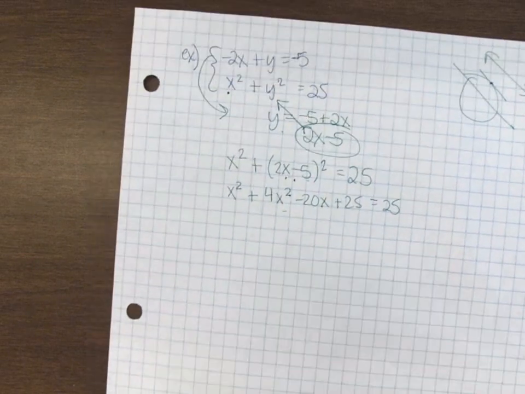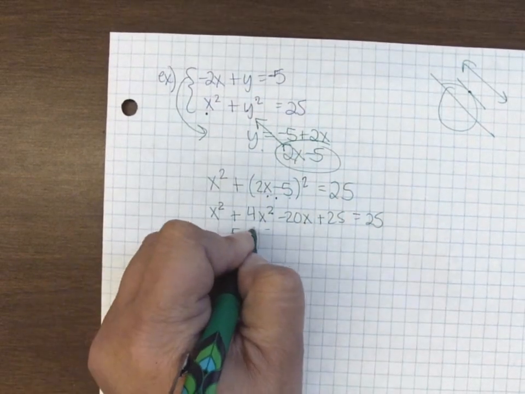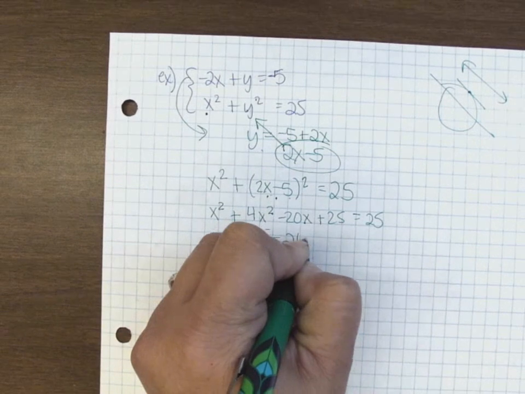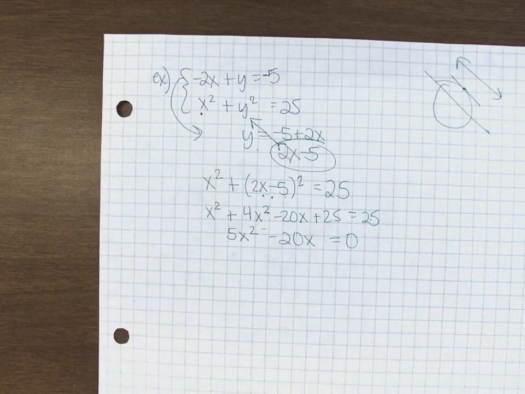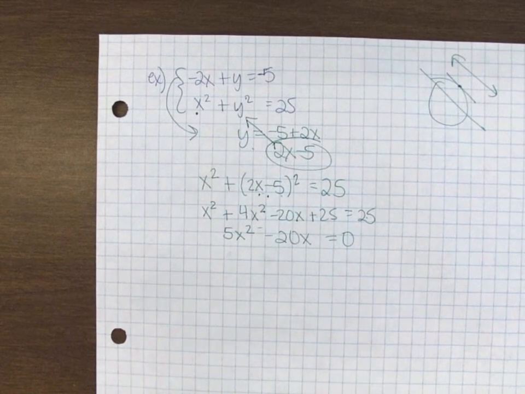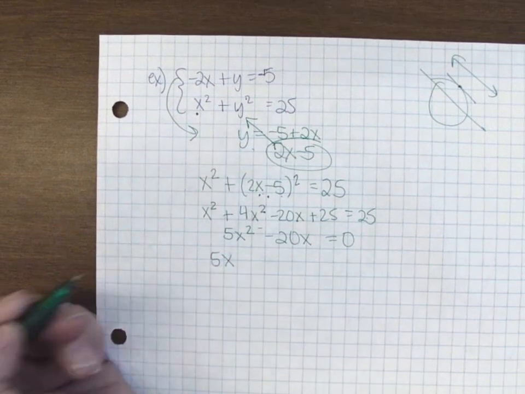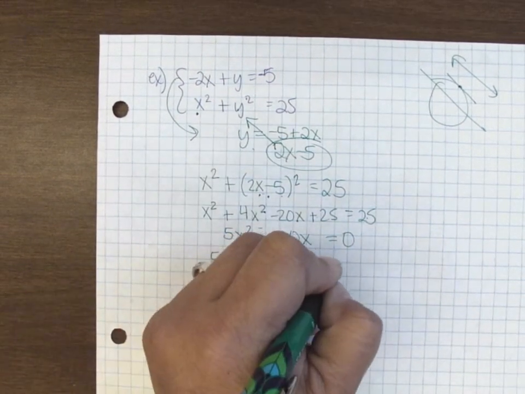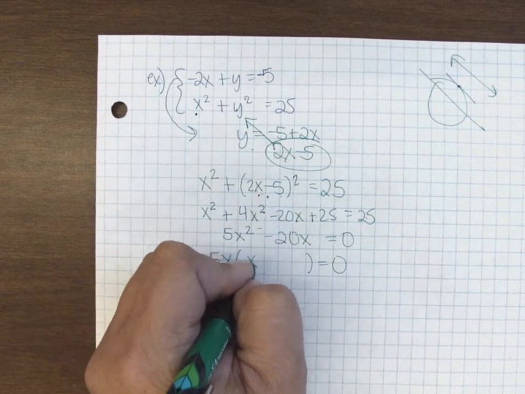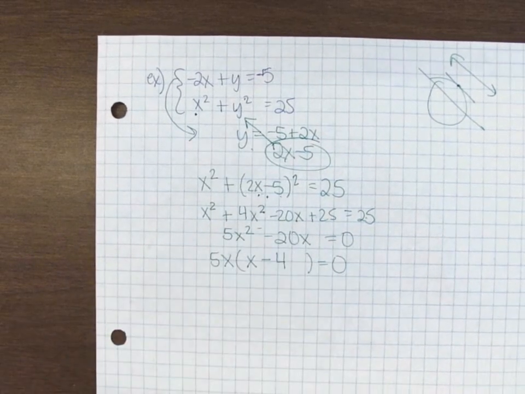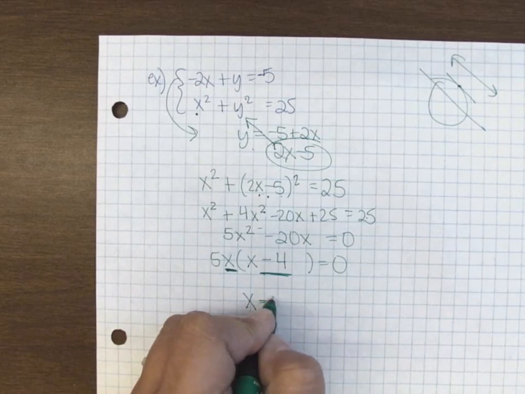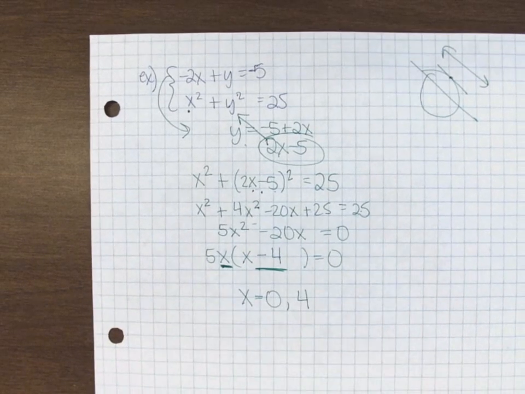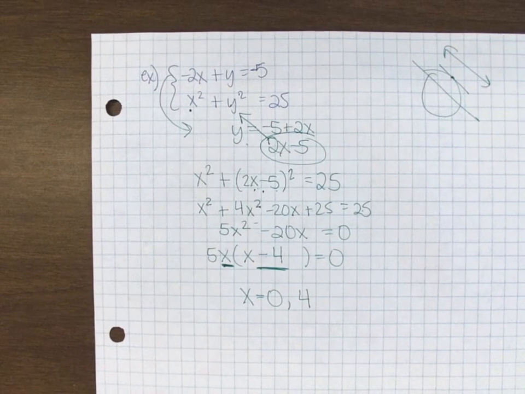Okay, so now we simplify. We have 5x squared minus 20x. Now, these 25s are going to cancel, and I'm left with 0. And now we factor. So I'm going to pull out a 5x. If I pull out a 5x, I'm left with x minus 4. So I'm going to get an answer from this and an answer from this. My x's are 0 and positive 4. So this line will cross this circle 2 times.